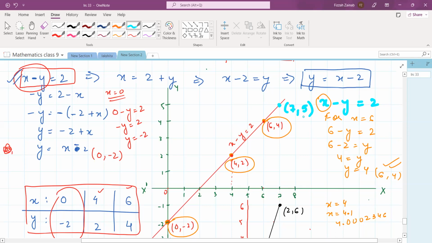If I need another solution, you spot this point. Let's say this point I want. For this point, you can see x is 5, y is 3. So 5, 3 is another solution of this equation. Clear? Jaslyn, understood? Zeba, okay. Yes, ma'am.